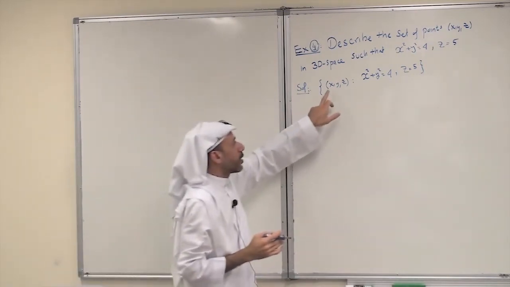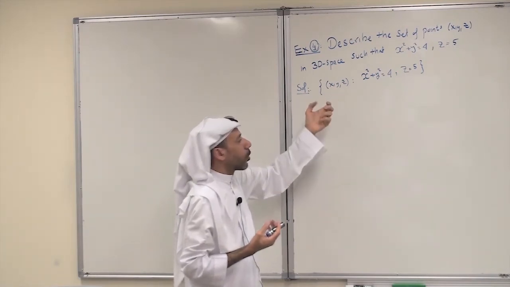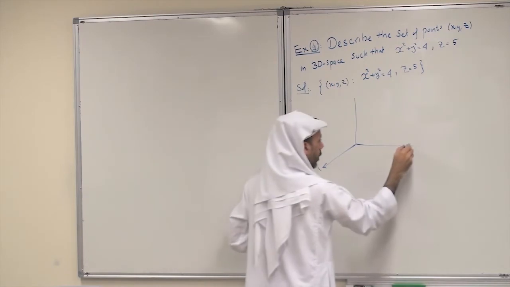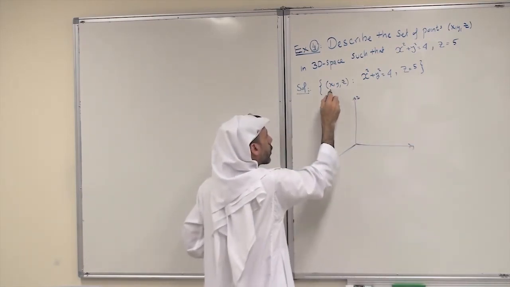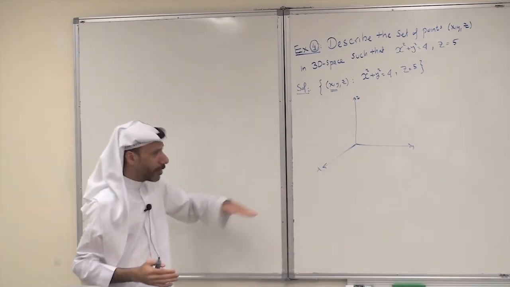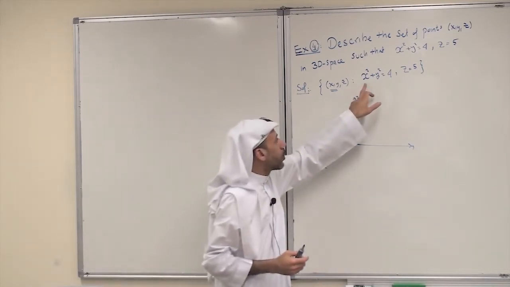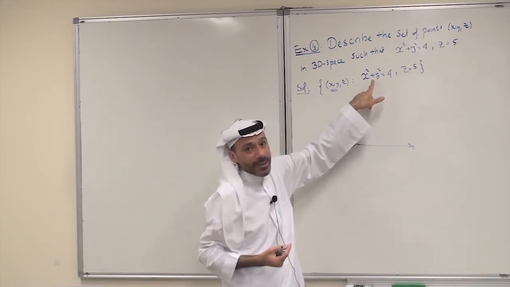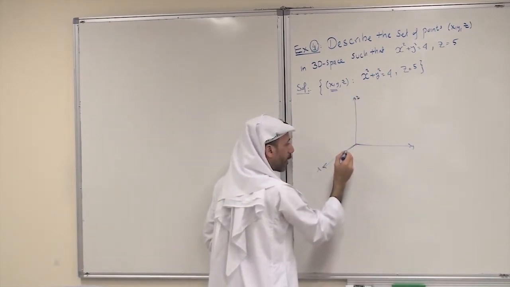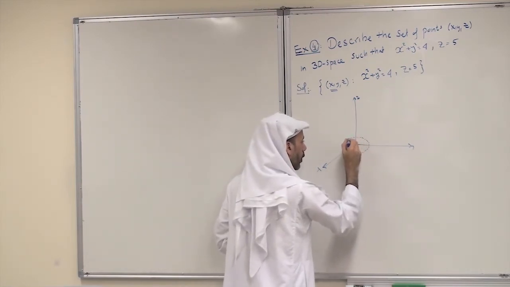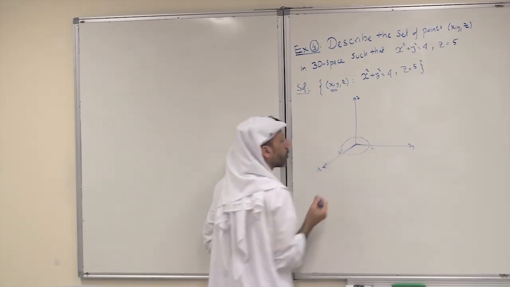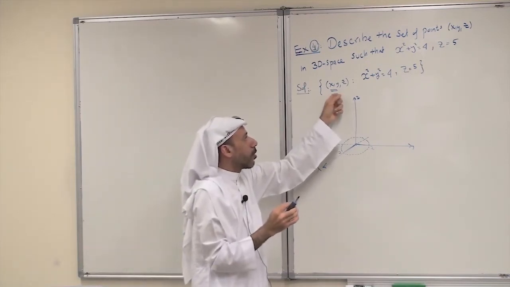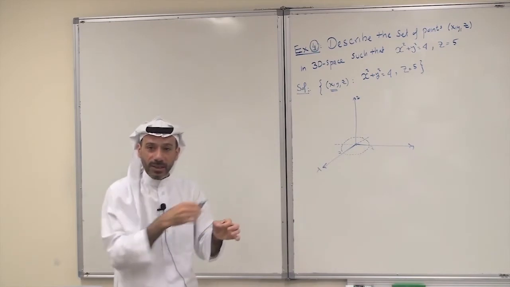And to sketch this, again start with sketching the points with the x and y coordinates together. If I restrict myself to the x and y coordinates and sketch these points in the floor, the xy plane, then I have x squared plus y squared equals 4. So these points form a circle of radius 2 and center the origin 0, 0, in the xy plane. If I restrict myself only to the xy coordinates, I get a circle in the floor.